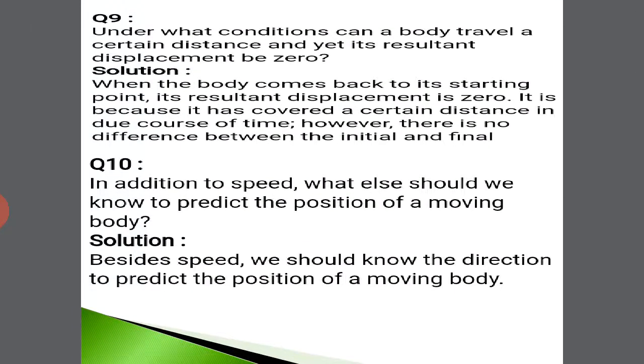under what conditions can a body travel a certain distance and yet its resultant displacement is zero? Okay, the answer is, when the body comes back to its starting point, its resultant displacement will be zero. It is because it has covered a certain distance in due course of time. However, there is no difference between initial and final position. If both the positions, initial and final, are the same, then the displacement will be zero.